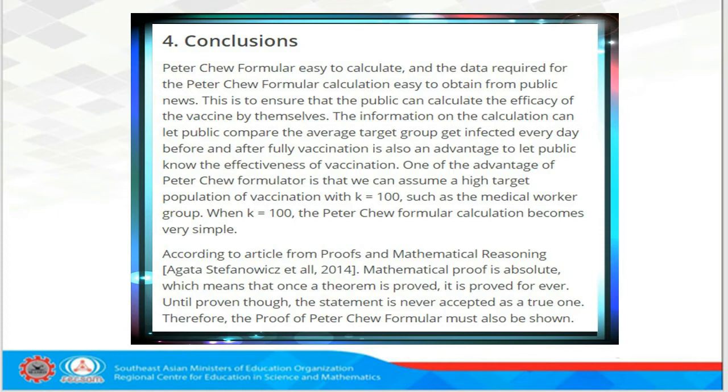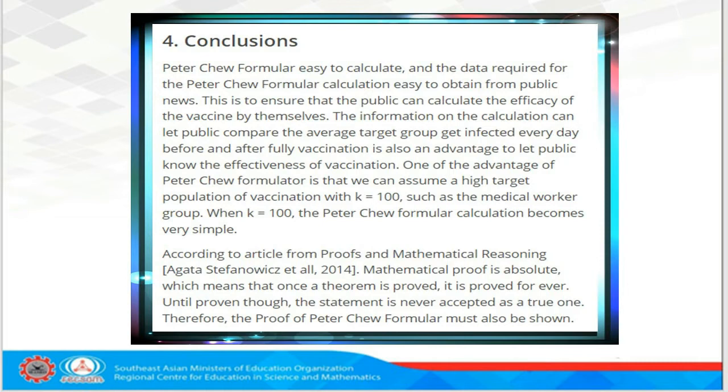One of the advantages of the Peter-Chu formula is that we can assume a high target population of vaccination with K equals 100, such as the medical worker group. When K equals 100, the Peter-Chu formula calculation becomes very simple.